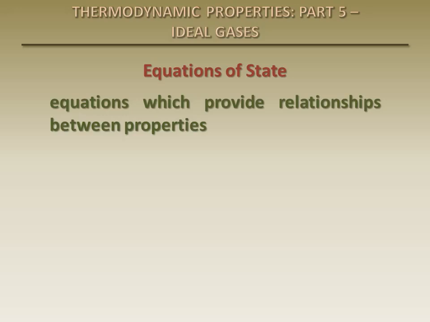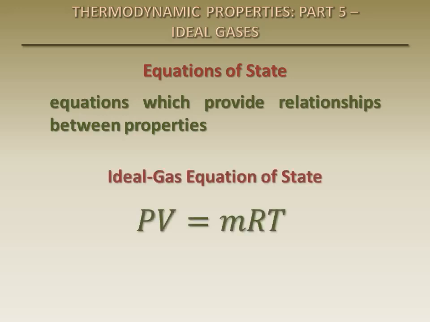The simplest and best known equation of state is the ideal gas equation, which provides the following relation between pressure, volume, mass, and temperature of gases. The constant of proportionality between these properties is called the gas constant, R. This constant is different for every gas.